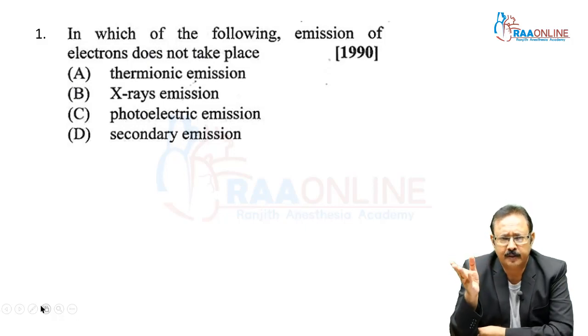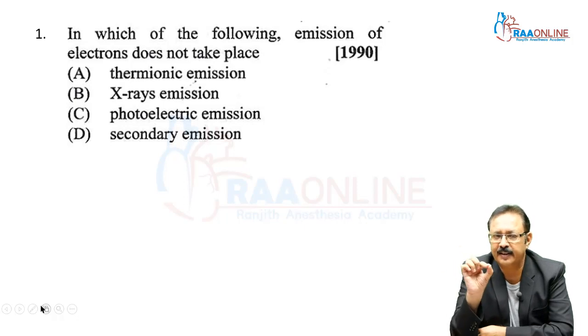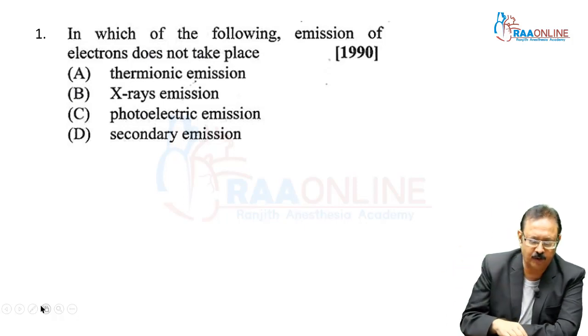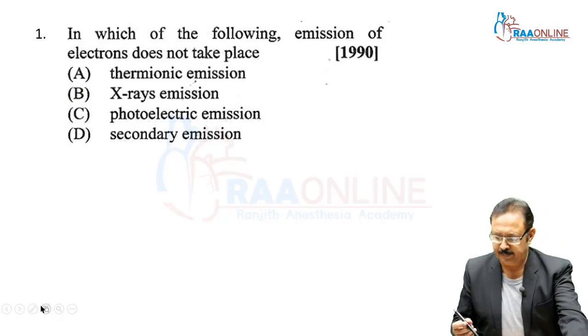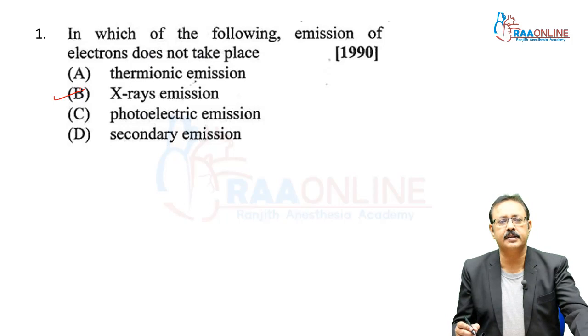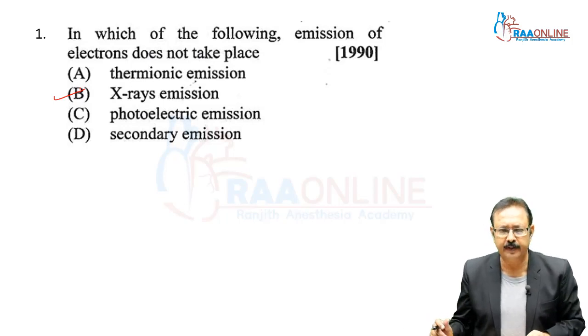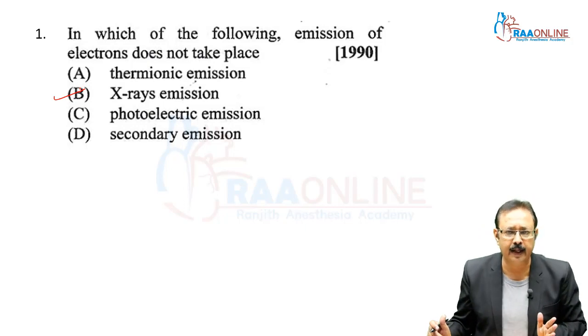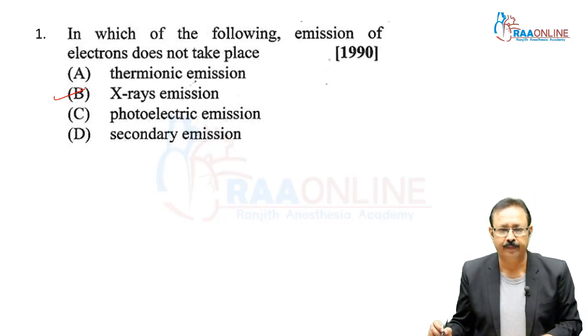Photoelectric emission, just we studied. Secondary emission, emission means electrons, but in X-rays, no electron is there. It is not ejection of electron. So we will go with option B. So first question, option B was correct. Very simple question they asked, and we have discussed X-ray in electromagnetic waves.